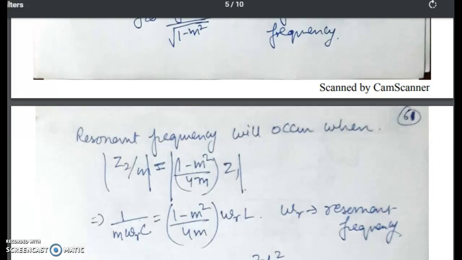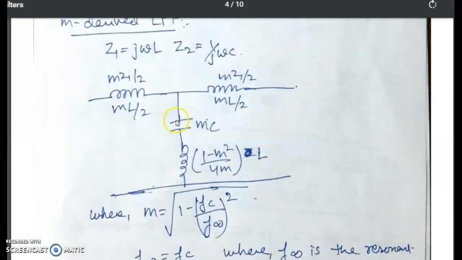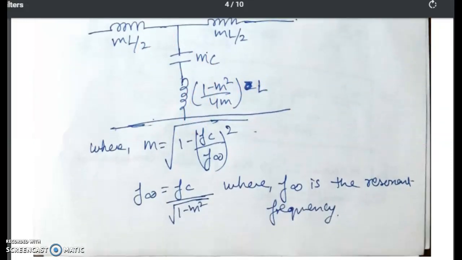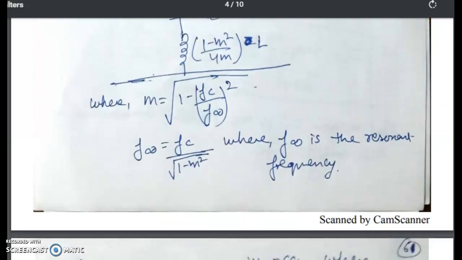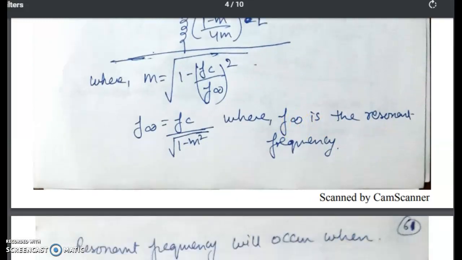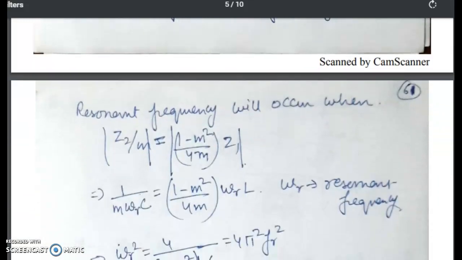Now this circuit will be under resonance condition when the impedance of this capacitor is equal to the impedance of this inductor. When both the impedances are equal, the circuit enters in the resonant condition. In that case, maximum attenuation will be there, and because of that we say that it is the frequency of maximum attenuation and it is defined as F infinity. So F infinity is basically the resonant frequency where the filter enters in the resonant condition.